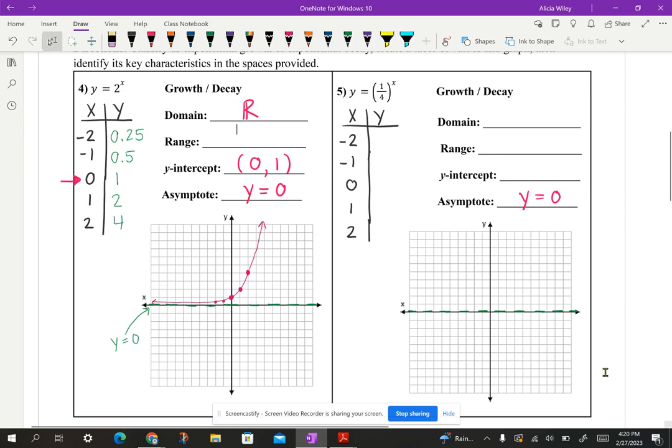The range is the y values. It will not be all real numbers because it doesn't go down forever. It actually stops right here where y is 0. So what that means is that all my y values are going to be bigger than 0. For that, we use the inequality symbol greater than, and we say y greater than 0. It is not equal to, okay? This is not equal to 0, okay? It's not ever going to touch 0, so we cannot include 0. So it's not going to be an equal to type of problem.